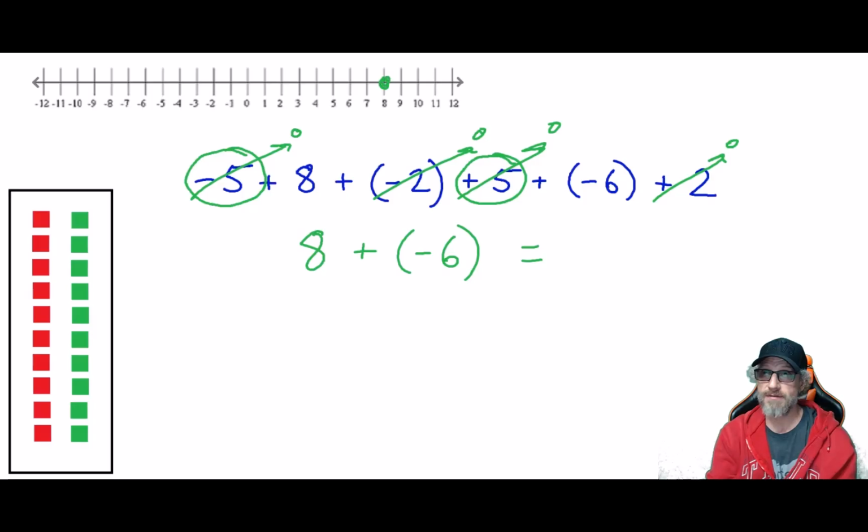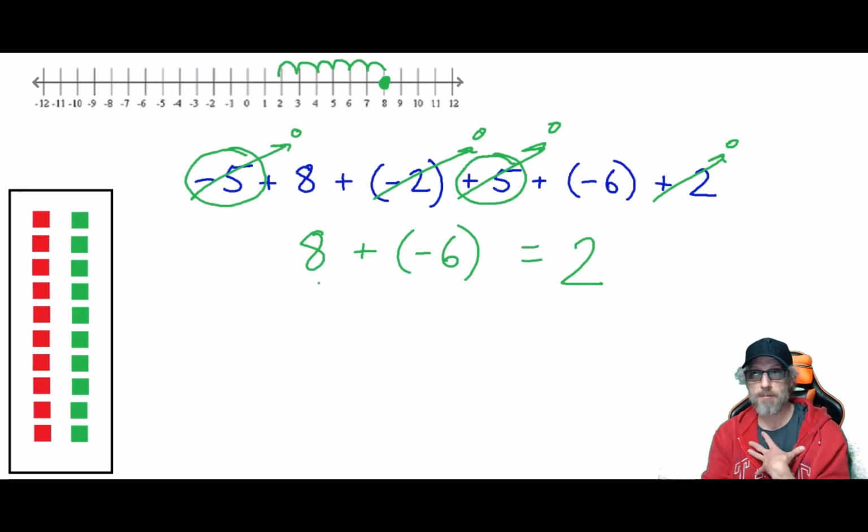A number line, +8 but then adding a -6. So we'll be moving to the left. 1, 2, 3, 4, 5, 6. It's good that we're getting the same answer each time. It should always be +2, any way that we slice it. So number line, we see the +2.